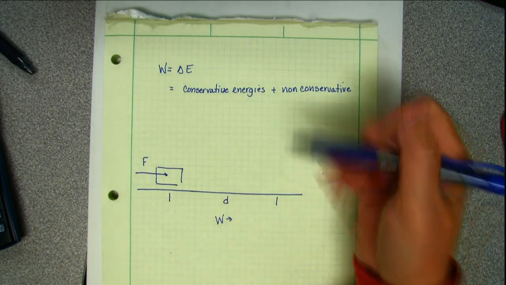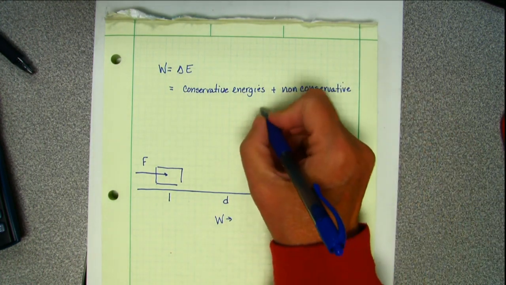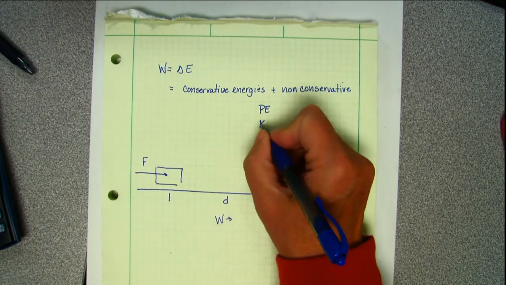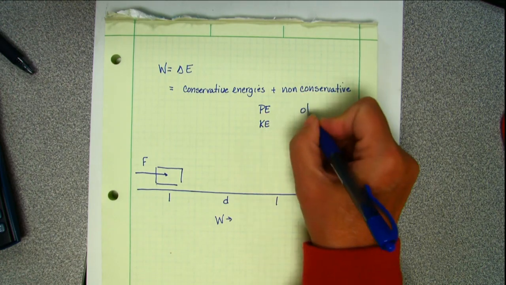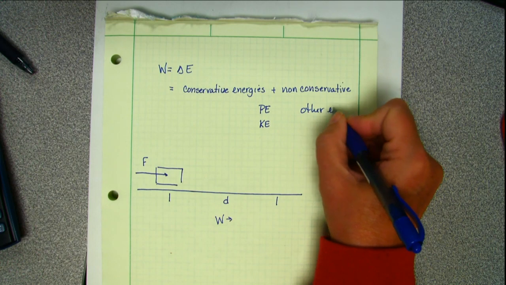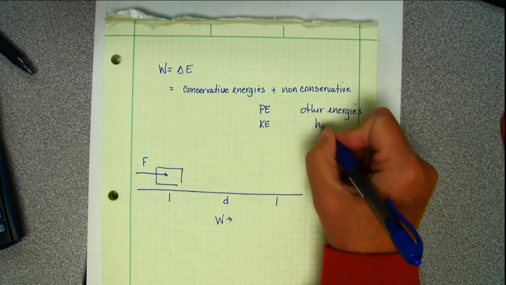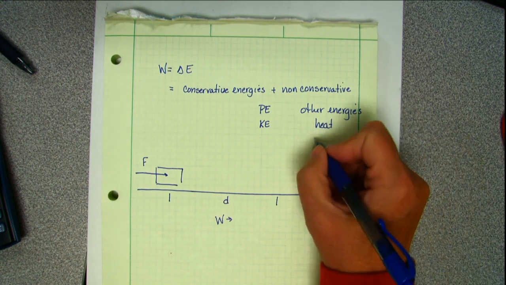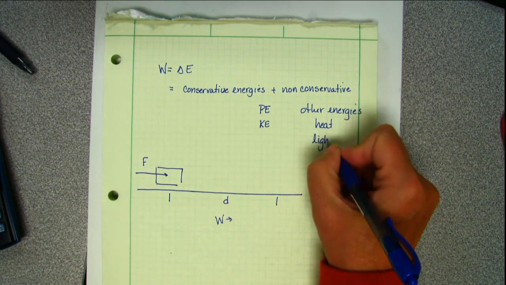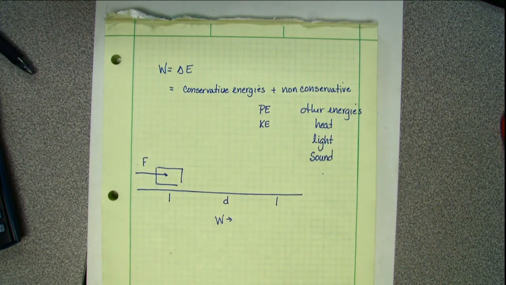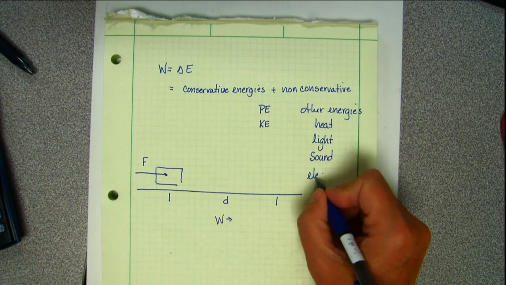So let's look at other forms of energy. We just looked at potential energy. We've looked at kinetic energy. But there are other energies. Heat being one of them. Light being one of them. Sound is one. I have electrical potential.